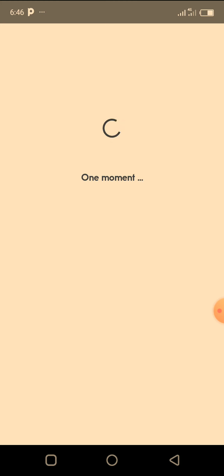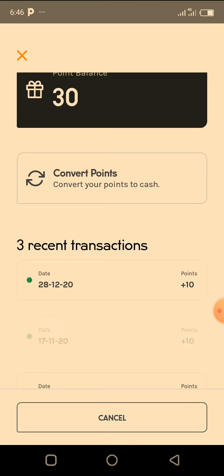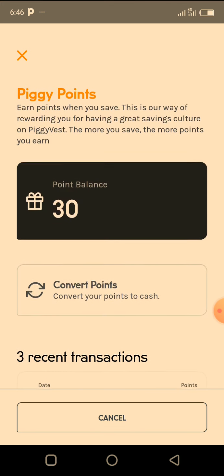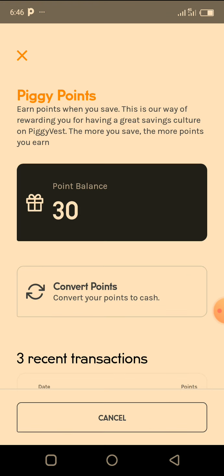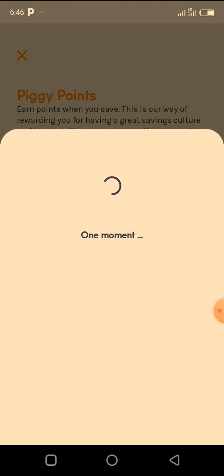Then we have points. These are 30 points. I don't know, for everybody you bring in, I think you get a point for it. But I don't know the importance of having these points. I've not seen it. It says convert your points to cash. So let's see what it does.